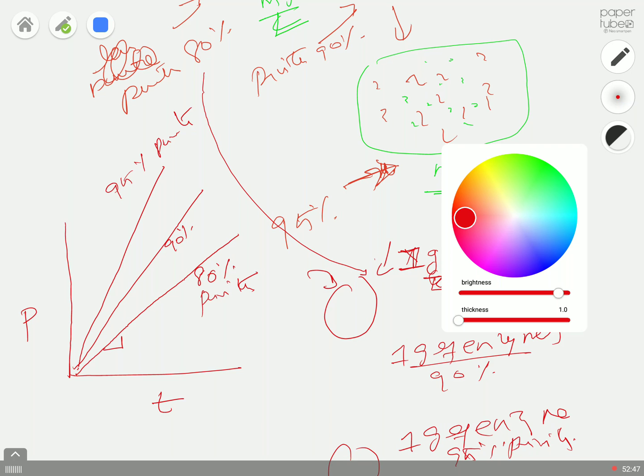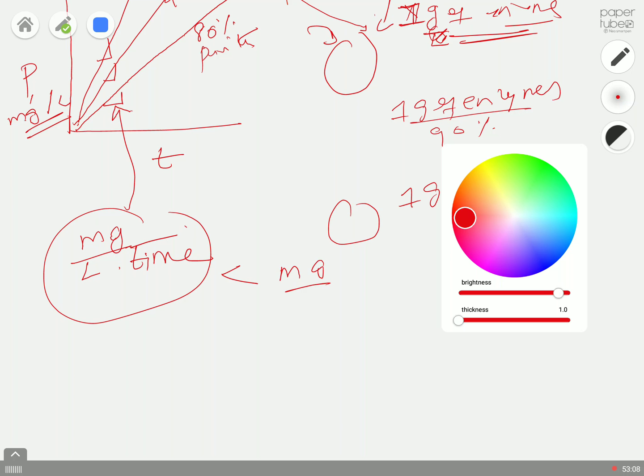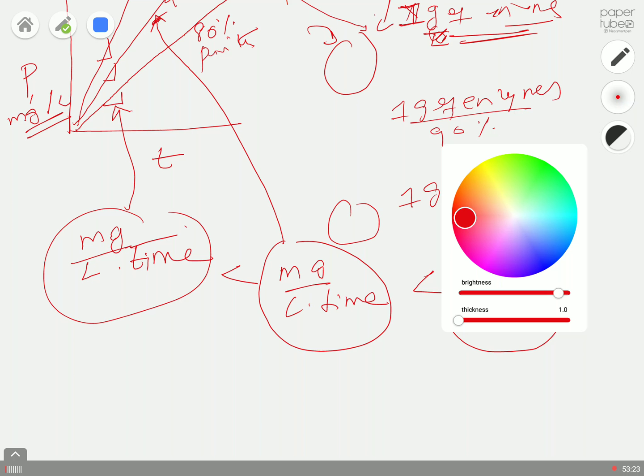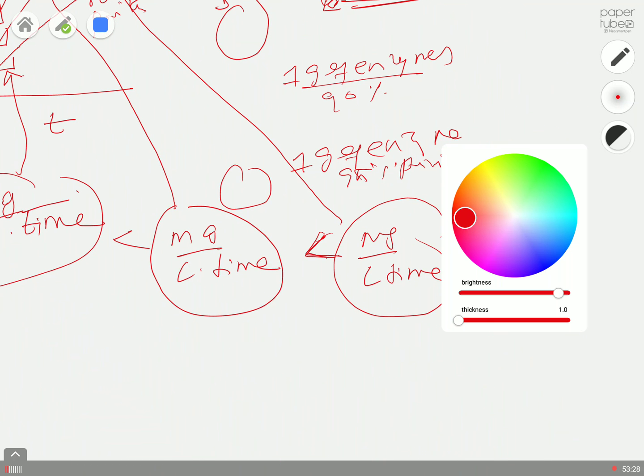So now you take the slope. If you express this in terms of milligrams per liter, we can define the activity as milligrams per liter per unit time. So this is your activity for this one. This one will be less than... So this will go to 90%, and with 95 percent your activity will be much higher. So that's the meaning of that.